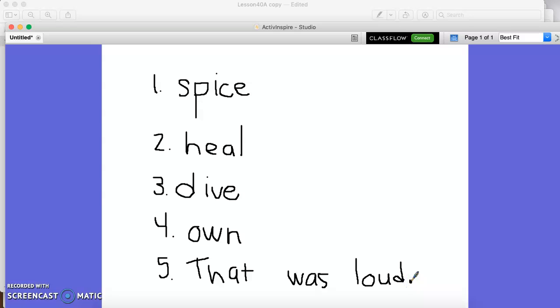Excellent job today, and this was all of our first grade phonics. Give yourself a high five, give yourself a hug, give yourself a pat on the back for getting through it all.